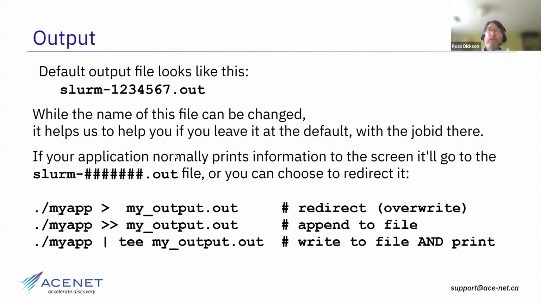So if you've got an application that normally prints information to the screen, then it'll go into this slurm-blah-blah.out file. You can also choose to redirect your output inside your job script. So you're running the application like you learned a day or two ago with ./nameofprogram. Then a single angle bracket, a single greater-than sign, will overwrite the file myoutput.out here. Two of these will append to that file. You can also use a fanciness involving a pipe and tee to both get it to standard output and to a file if you like.